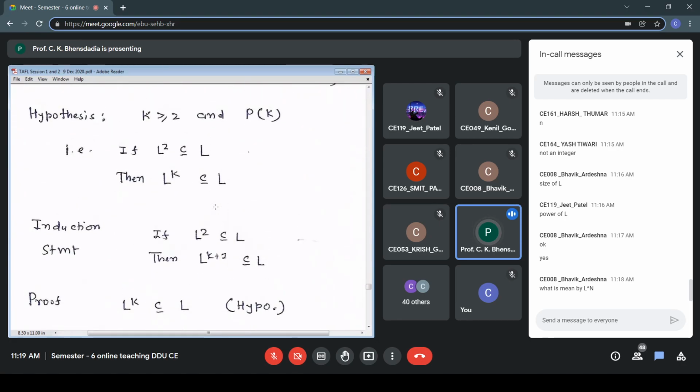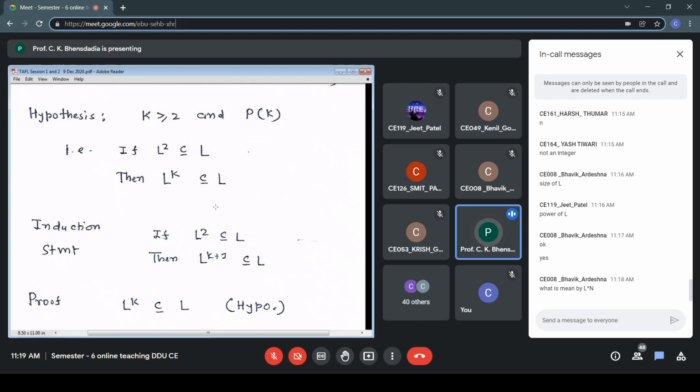So L square is a subset of L. Whenever we go to the proof for the induction statement, most of the time we look at the use of the hypothesis. Using the hypothesis in the proof will help us in proving the induction statement easily. That will simplify the task of proving the induction statement.